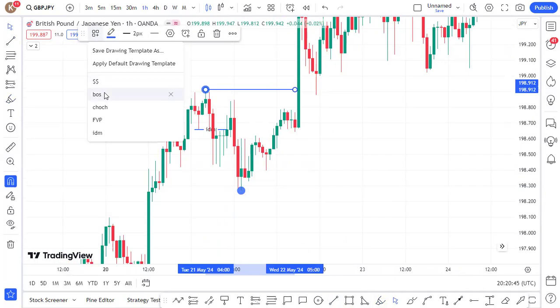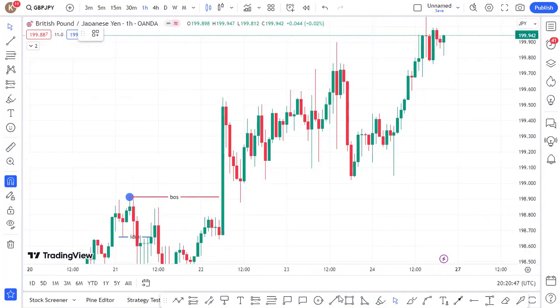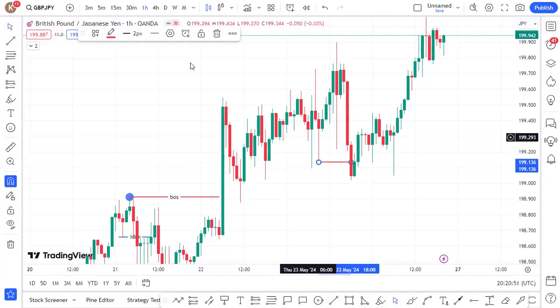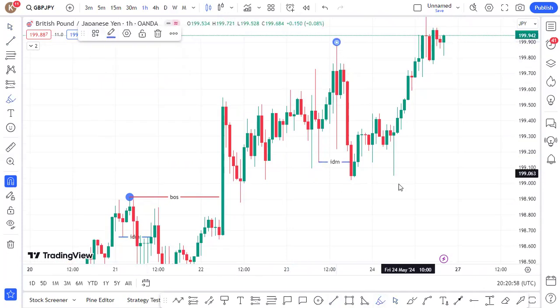We get the new breakout structure, the new boss, then where's the new inducement? The next inducement was taken out. Let's use this one, it looks better. Inducement taken out. Then that was your high. Your high is this one.